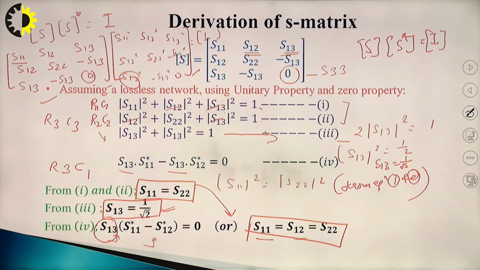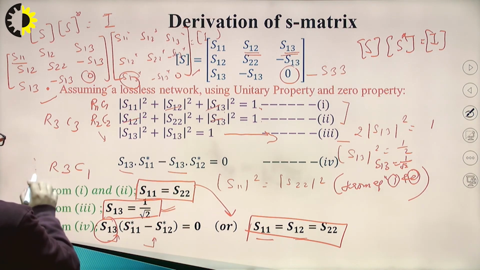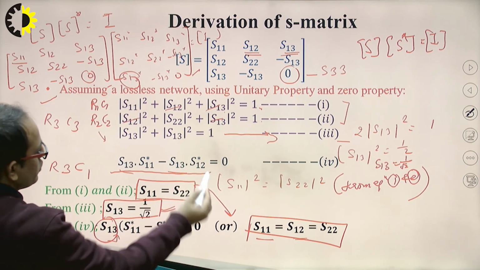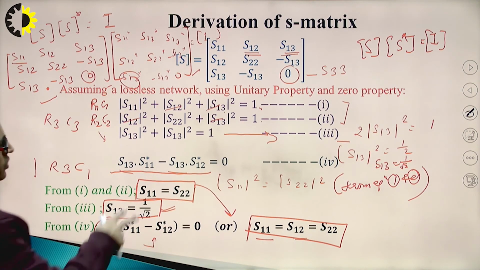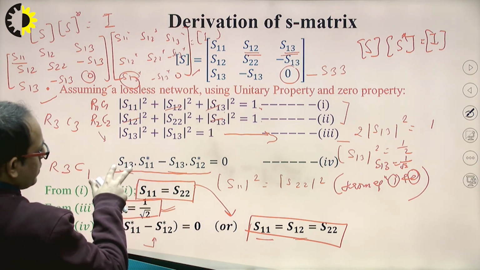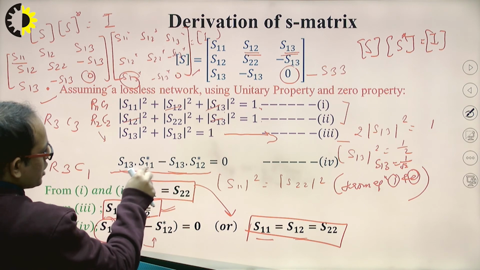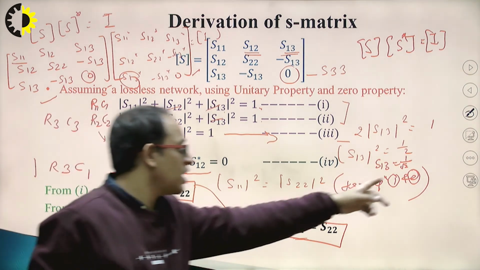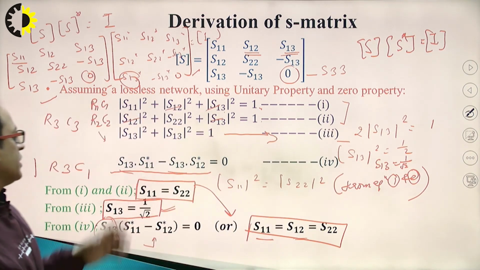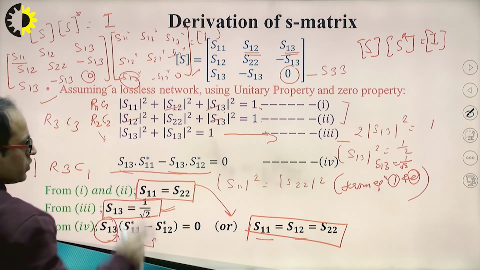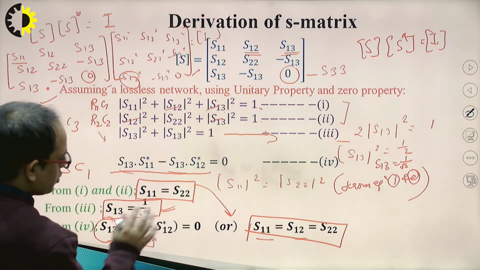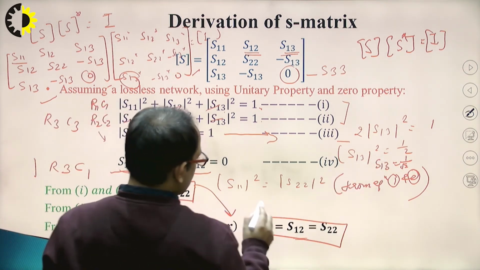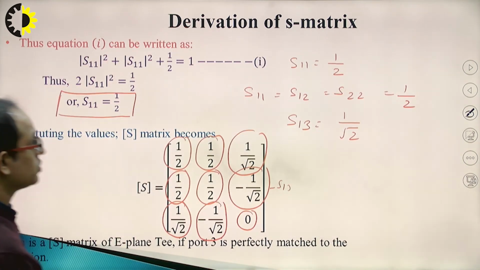From equation number, now on multiplying R3 into C1, row number 3 multiplied by column number 1, you will get this equation. You have already used S13; take S13 common, S11 minus S12 star equal to 0. As we know that S13 is not equal to 0, because S13 equal to 1 by root 2, it means S11 minus S12 equal to 0. It means S11 equal to S12. So here I can conclude that S11 equal to S12, and from this I can say that it is equal to S22. Therefore overall matrix.